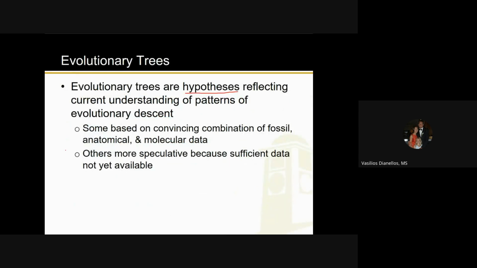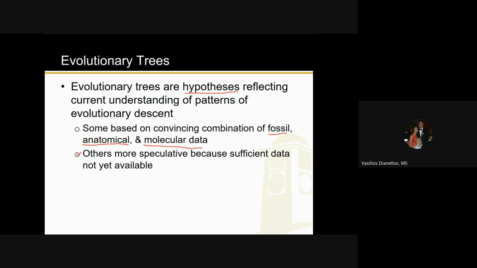Some of them are based on a convincing combination of the evidence that we talked about, right? Fossil records, looking at anatomical homologies, molecular homologies, embryonic homologies, all those things we talked about earlier. That's part of the evidence that they compile to make these evolutionary trees. But others admittedly are more speculative because sufficient data is not yet available.